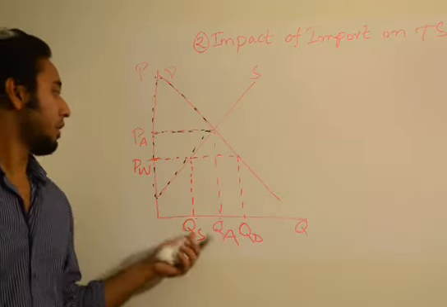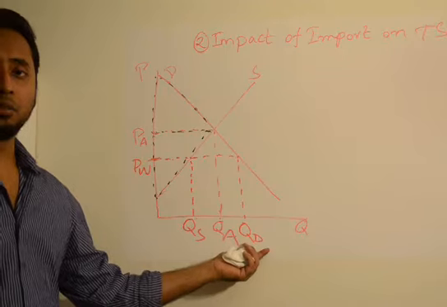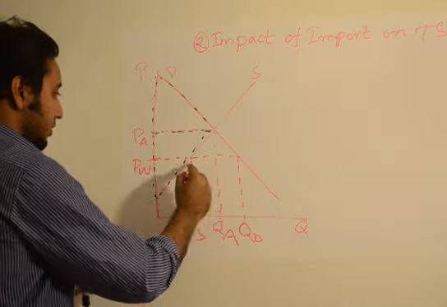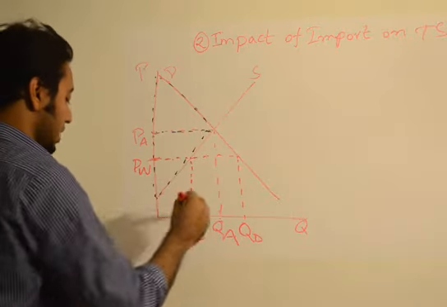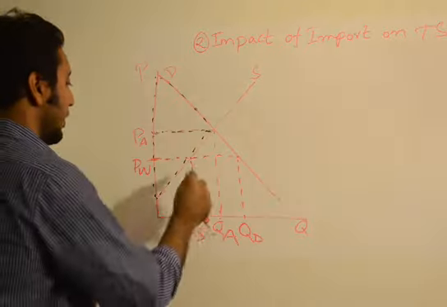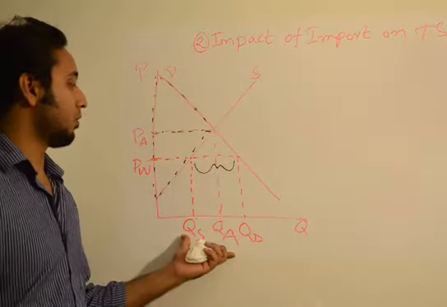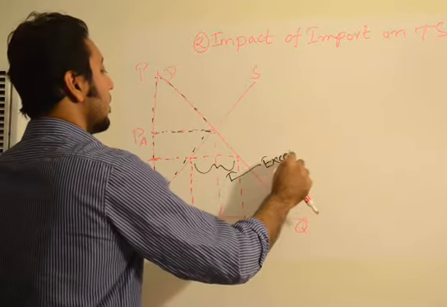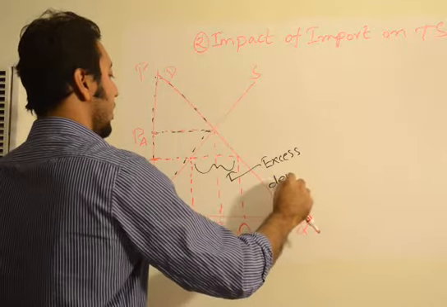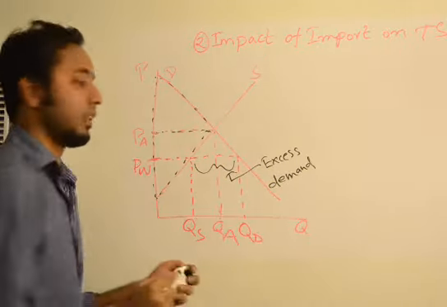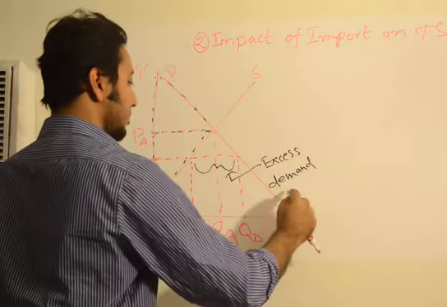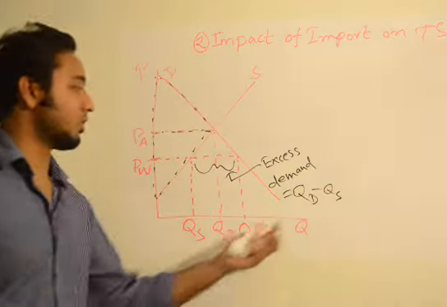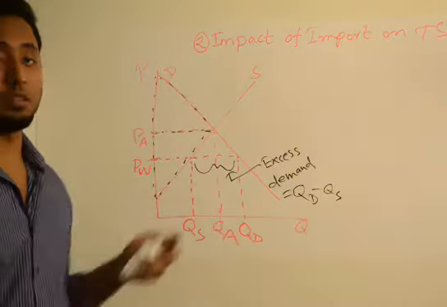So now you see that at a price PW, your quantity demanded in the domestic market is higher than the quantity supplied. Okay, so you have an excess demand, which is given by this distance. So this is what we call excess demand in the market. Okay, and this is nothing but equal to QD minus QS. Alright, so the difference between quantity demanded and quantity supplied gives you the excess demand.